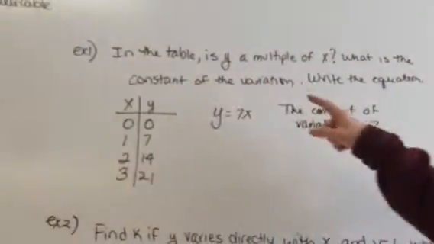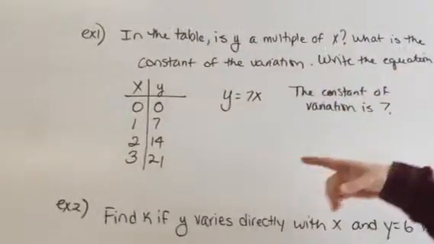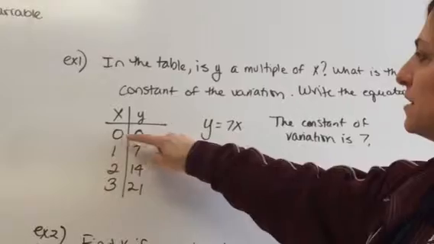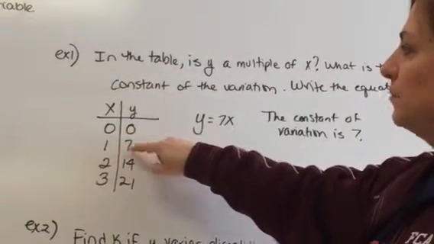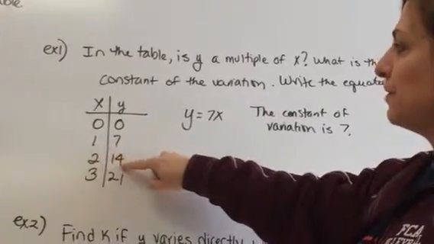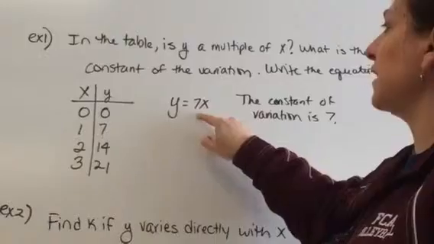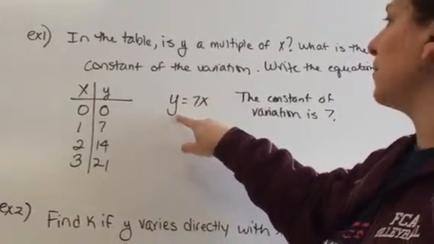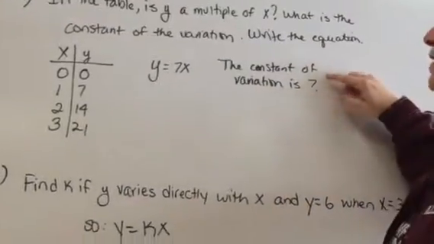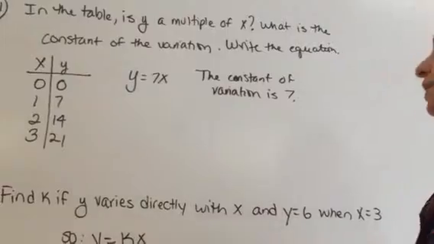So for example 1, in the table, is y a multiple of x? What is the constant of the variation? Write the equation. So if you notice, if x is 0, y is 0. If x is 1, y is 7. What did we do to x to get 7? We multiplied by 7. That's true for that, that's true for that, that's true for that. So we can say y equals 7x. And that just means whatever we take for x, we multiply it by 7 and we get y. The constant of the variation is 7. Constant means it doesn't change. So that's what doesn't change.